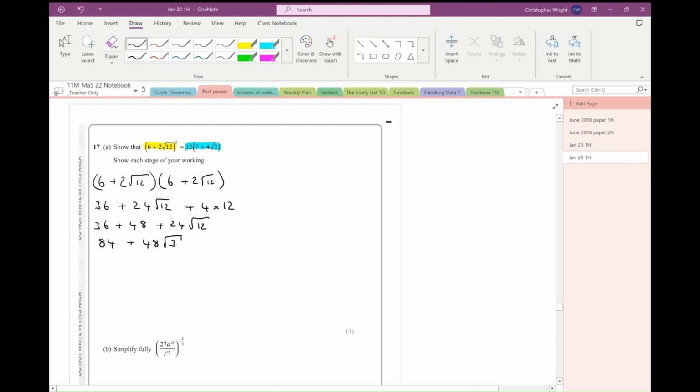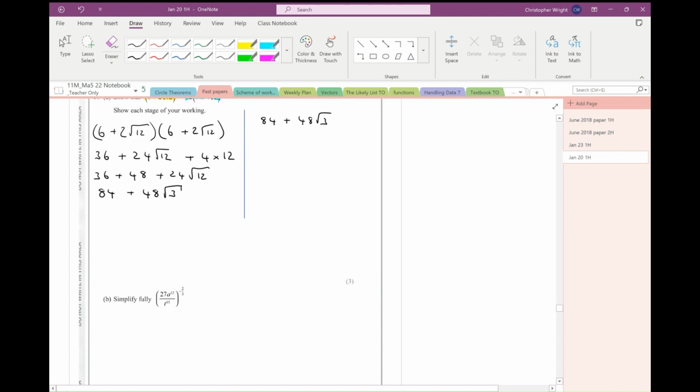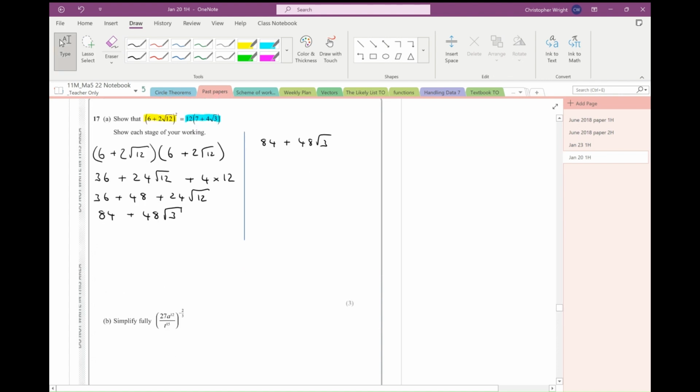Okay, right, now let's have a look at the right-hand side. Now, the right-hand side is 12 lots of 7. 12 sevens are 84, plus 48 root 3, just by multiplying out the bracket. Look at that, they're equal. So I think that is job done.